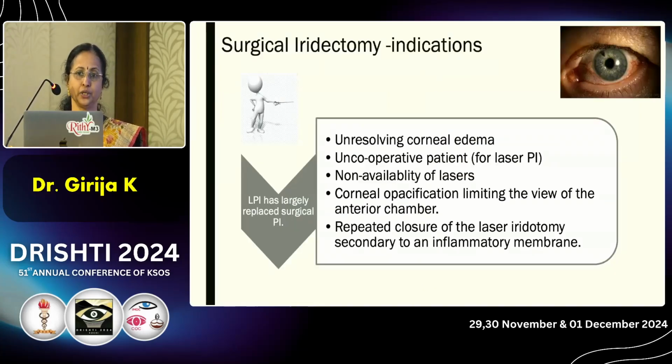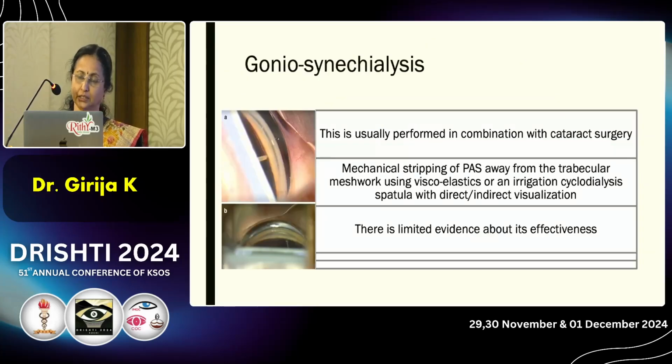Surgical iridectomy is usually not done nowadays because LPI has largely replaced it, but sometimes because of unresolving corneal edema or severe iris edema and the inflammation is not getting controlled with the steroids, you may have to do the surgical iridectomy, especially in case of secondary angle closure where following retina surgeries, you may get persistent inflammation and the PIs that you do get continuously blocked. So repeated closure and the patient presenting with acute features. Then you have to do a surgical iridectomy. Then along with other procedures like trab and others, you do a surgical PI.